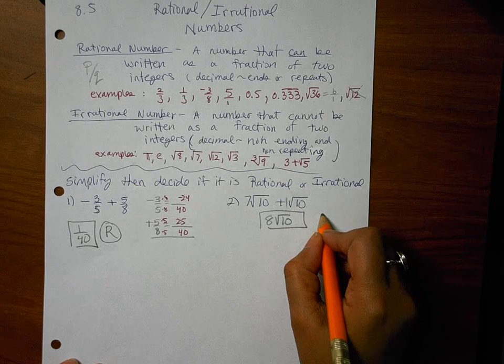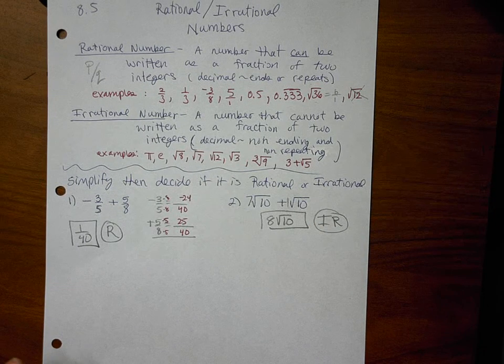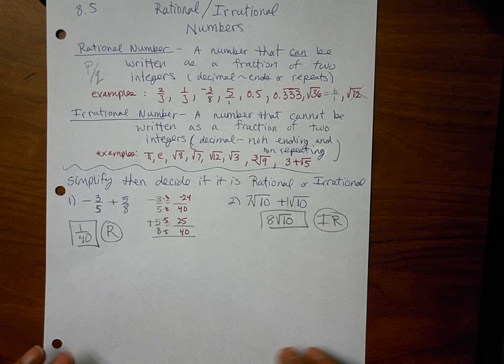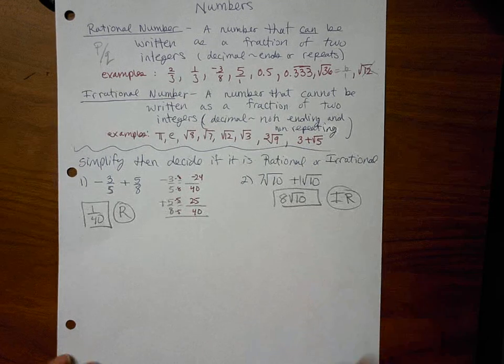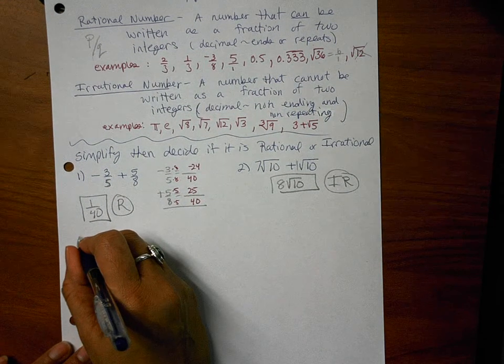So this is irrational. If you have a square root or a cube root, or any type of radical in your final answer that does not simplify, irrational is the type of number it's going to be. All right, number 3.